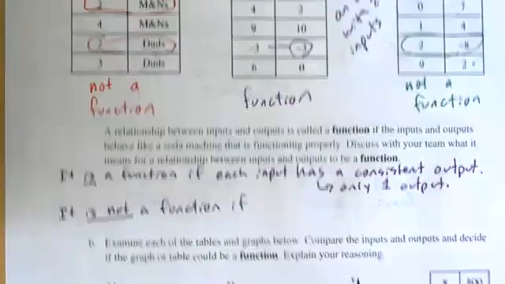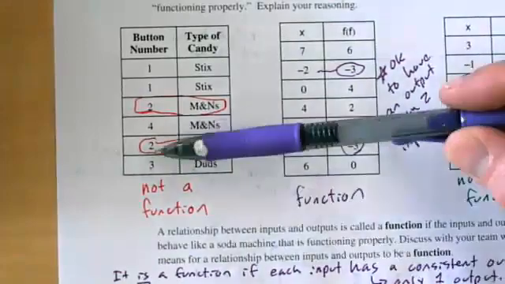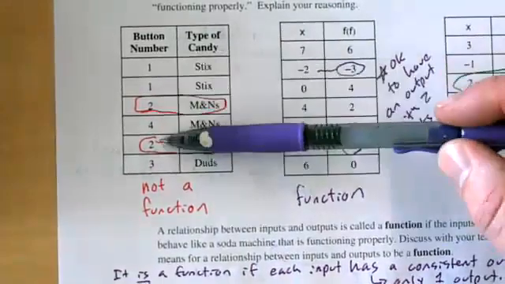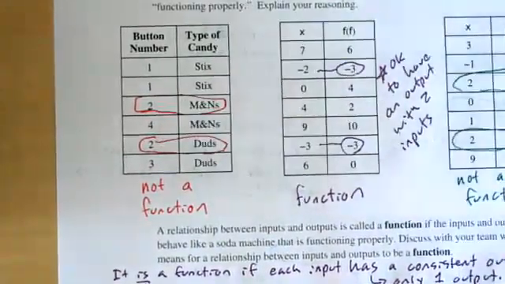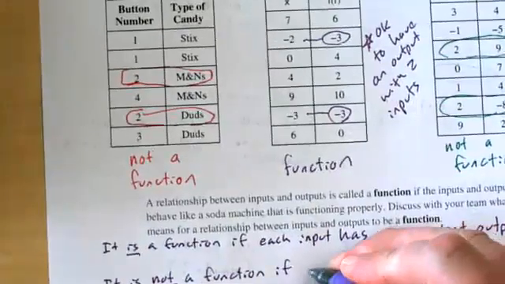What was the first thing you noticed about this first table that told you it was not a function? What do you look for first? So you're focusing on the inputs, right? And you're looking for an input that has, can you just repeat? So it's not a function if an input has two different outputs.